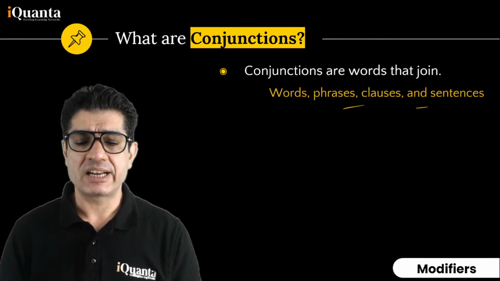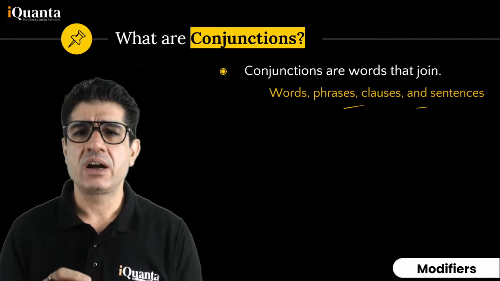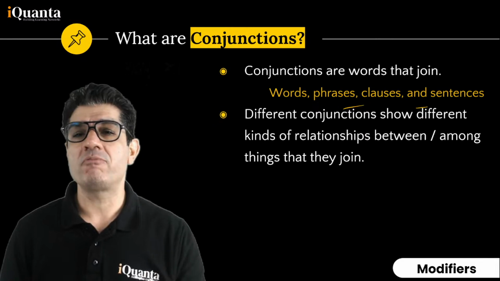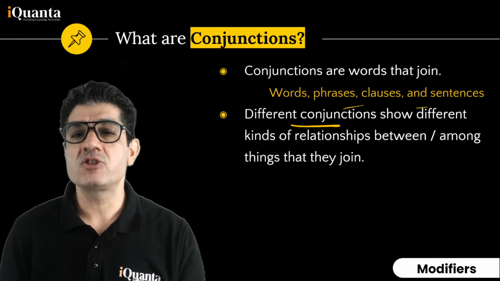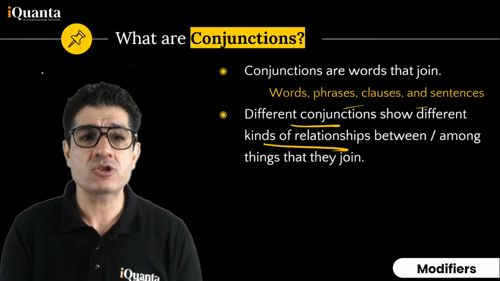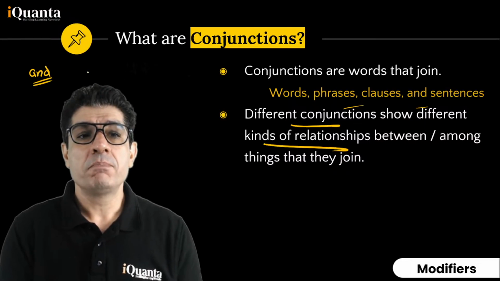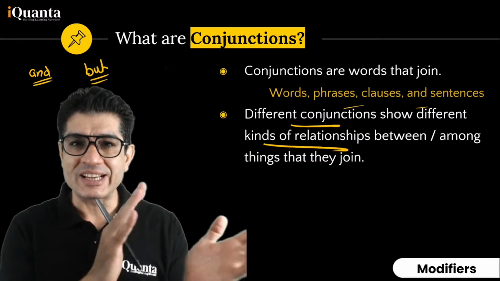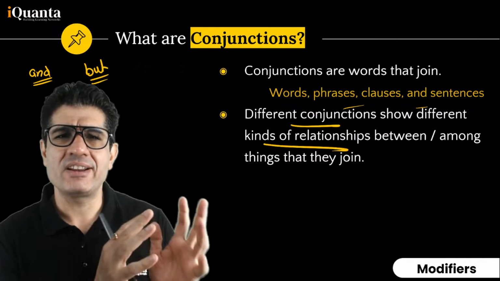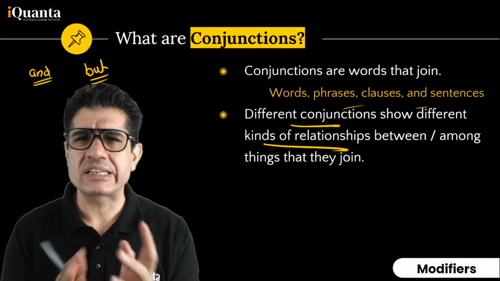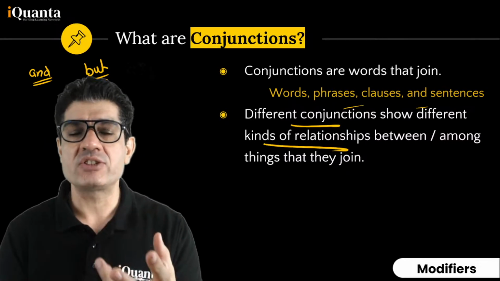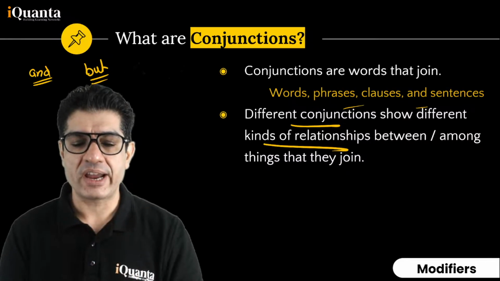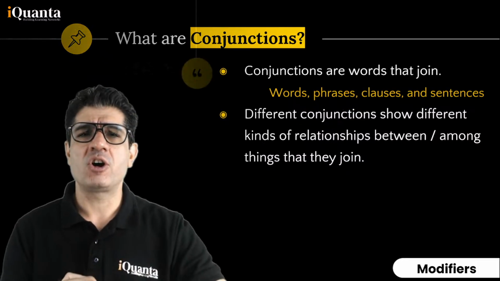People think that conjunctions are a bit like Fevikwik, but ऐसा है नहीं. Why? Because they perform one more function. Different conjunctions show different kinds of relationships. So 'and' is a conjunction, but it is different from something like 'but'. One would join two similar ideas together, another will join two contradictory ideas together. So when it comes to conjunctions, we also need to know the kind of relationships that they define.